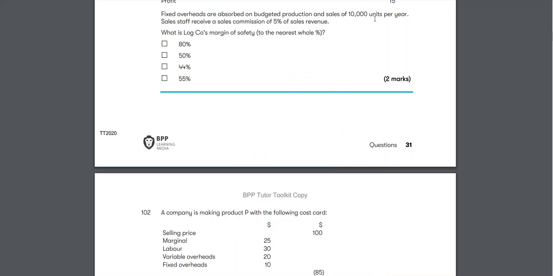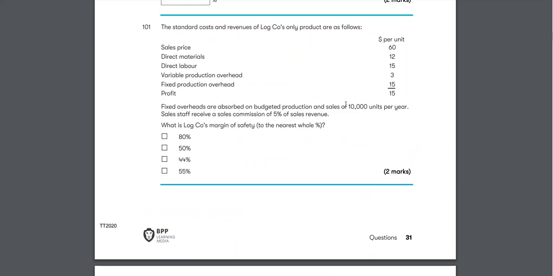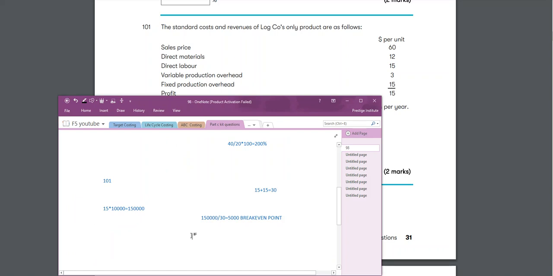Okay, and our budgeted sales is 10,000. But remember, there is a 5% sales commission as well, which was not included in this one. So 60 multiplied by 5% of the sales revenue is 3. It means our contribution becomes 27.